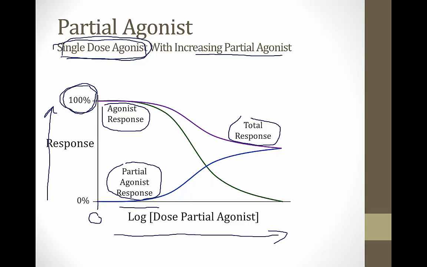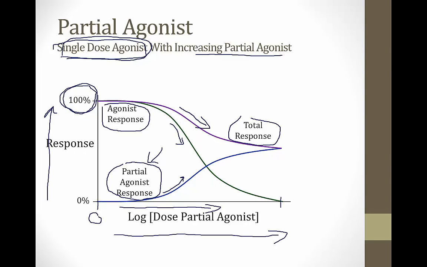As we start to increase the dose of the partial agonist, however, what we see is that the amount of clinical response that comes from the partial agonist starts to rise, so this blue line starts to climb. The amount of clinical response we see from the agonist starts to fall. And because the amount of clinical response that the partial agonist is capable of generating is weaker than the agonist response, our total response also starts to fall.